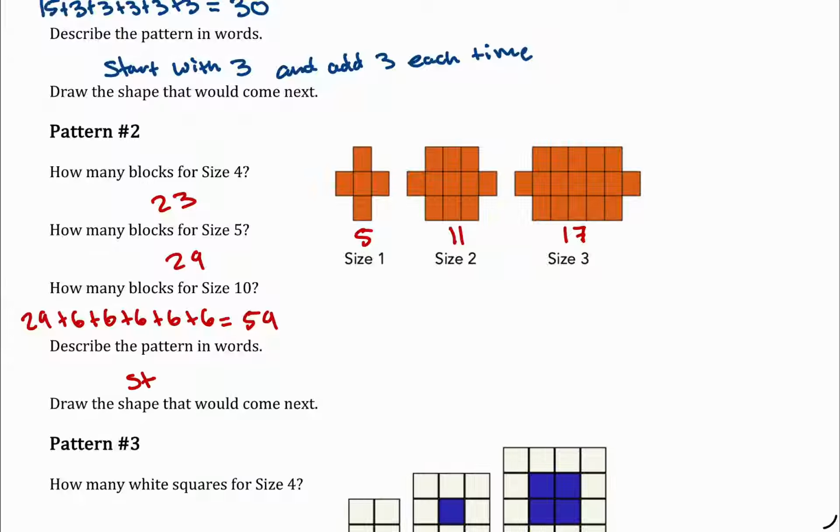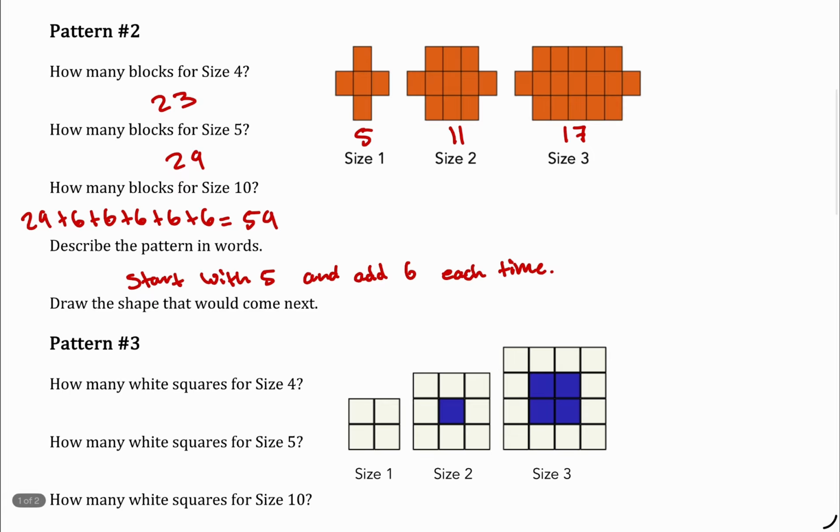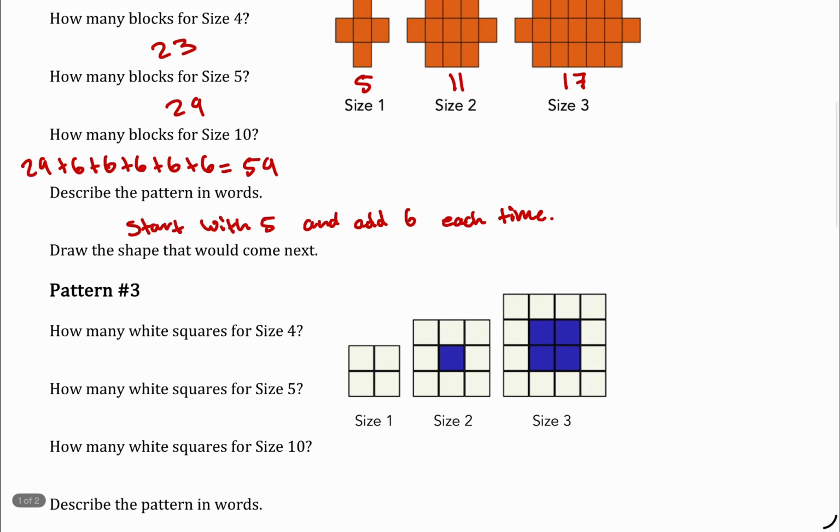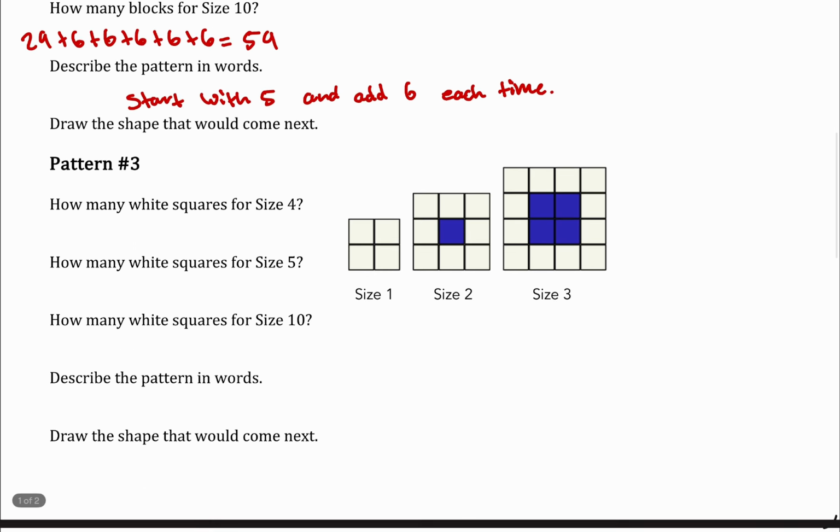Okay, now we need to describe this in words. Well, you start with 5 and add 6 each time. Okay? And then draw the shape that would come next. I'm going to leave that up to you guys. Just draw the next shape right over here. So you can pause the video and come back or draw it later. Up to you. Okay. Pattern 3.